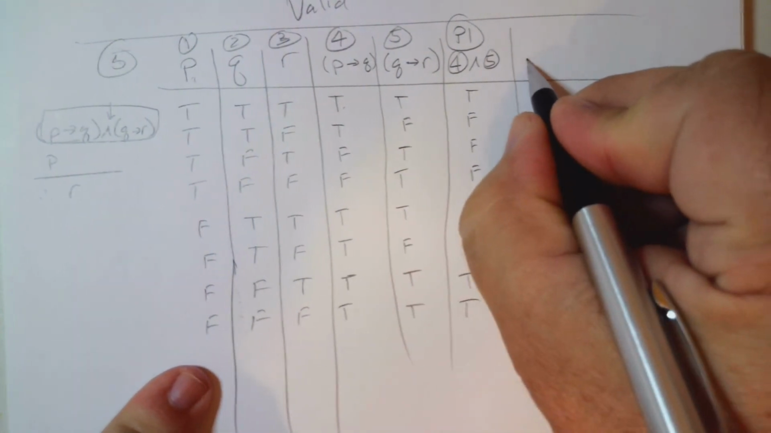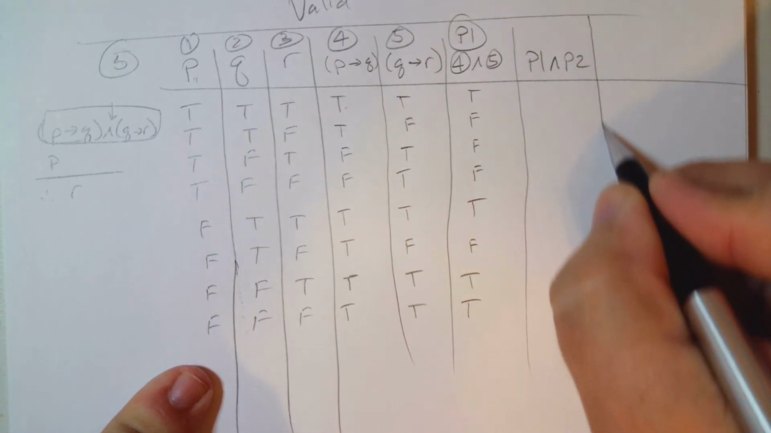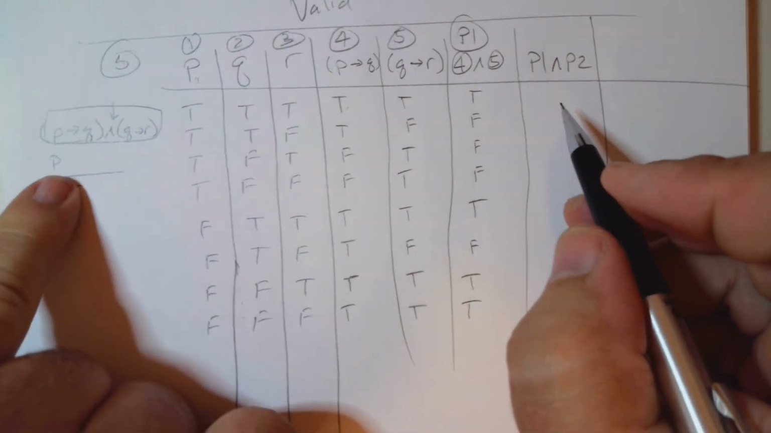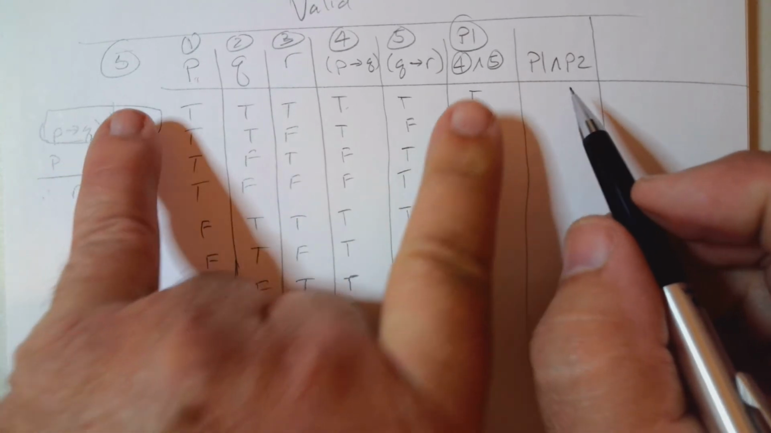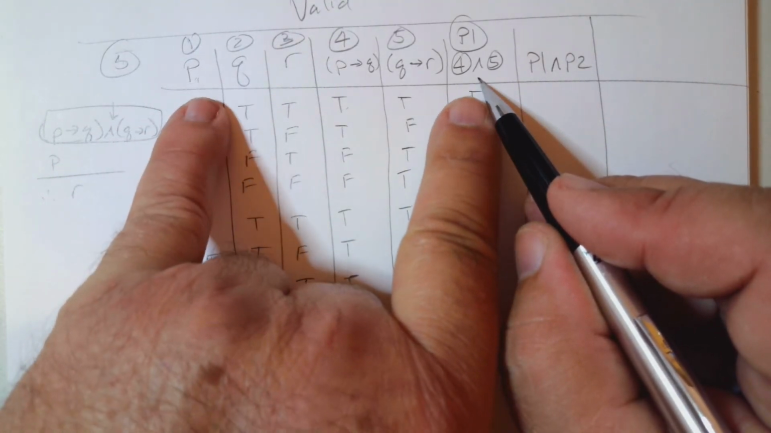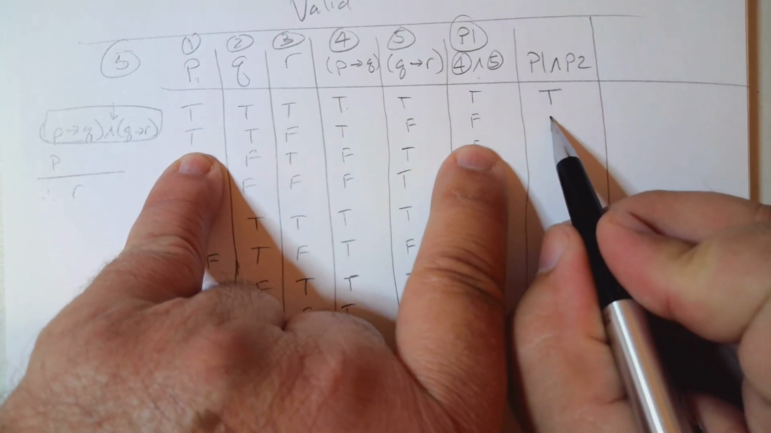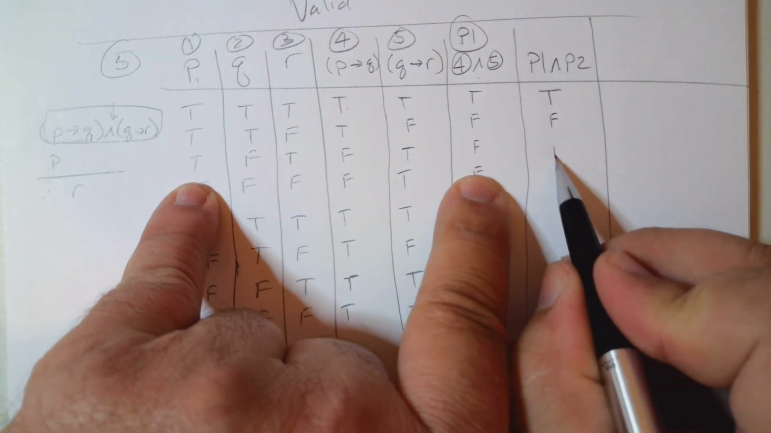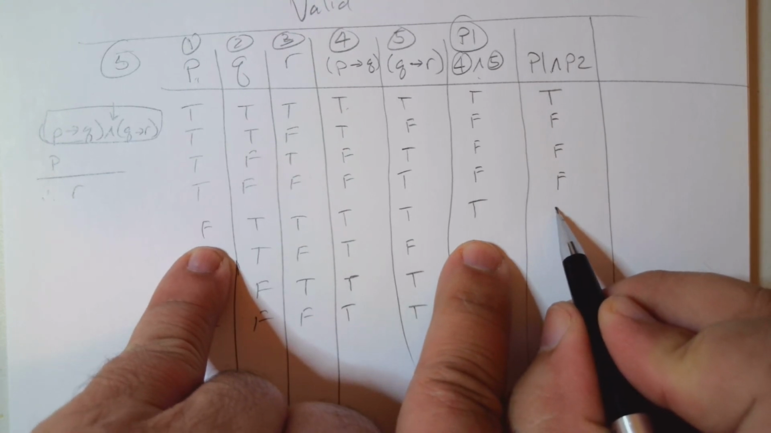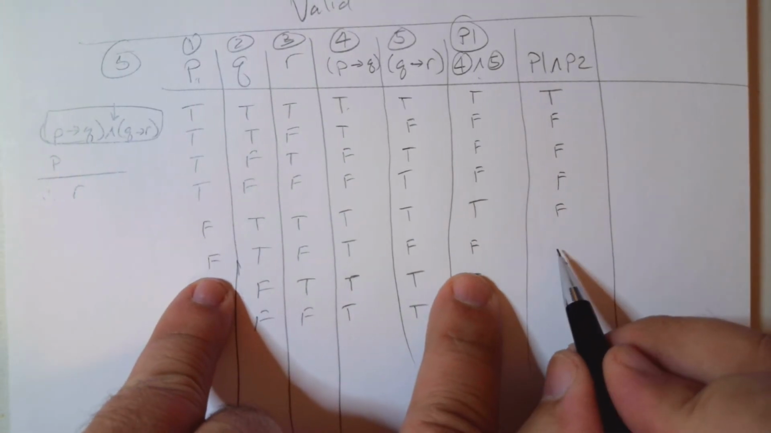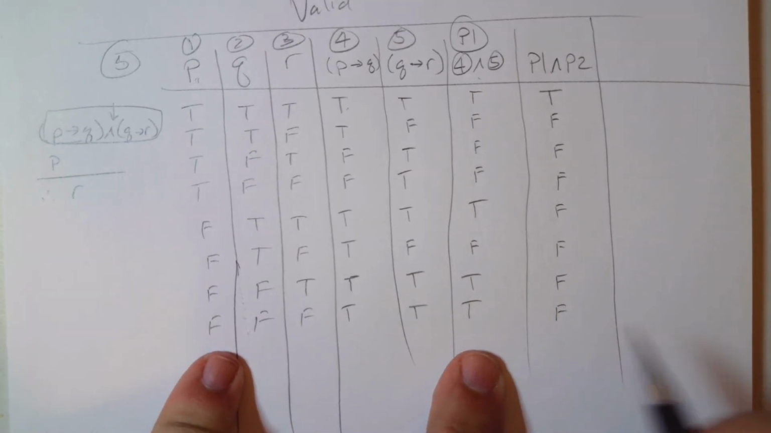Premise 2 is P. So now we have to take premise 1 and premise 2. So we have to look at this column and P. It's an and statement. True and true is true. True and false is false. True and false is false. True and false is false. False and true is false. False and false is false. False and true is false. False and true is false.